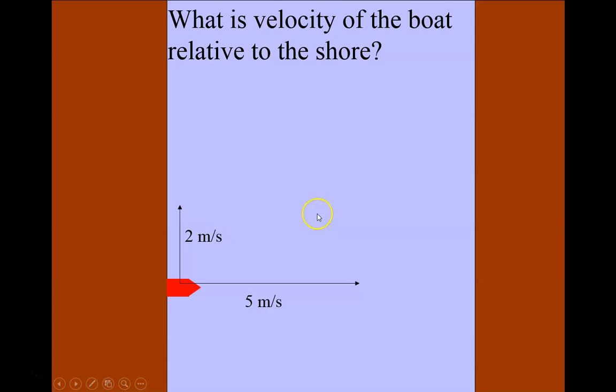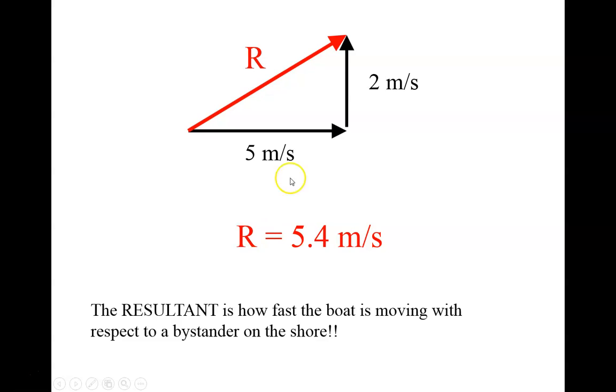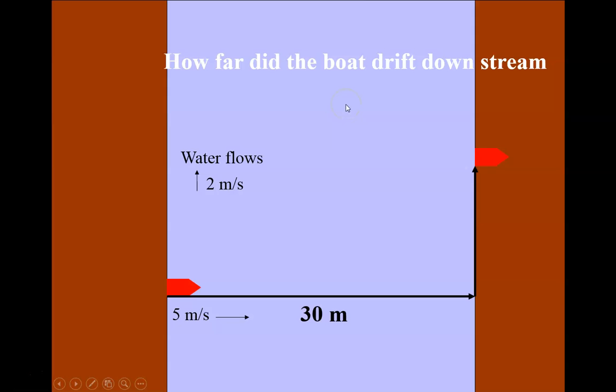But let's say I wanted to know the total velocity of the boat, if it was moving at 5 meters per second east and 2 meters per second north, and I wanted to know the velocity relative to the shore, or the resultant velocity. What we would use is Pythagorean's theorem: 5 meters per second, putting the vectors tip to tail, 2 meters per second north, and we'd get 5.4 meters per second. So that's the overall speed. That's how fast it's moving compared to someone on the shore.